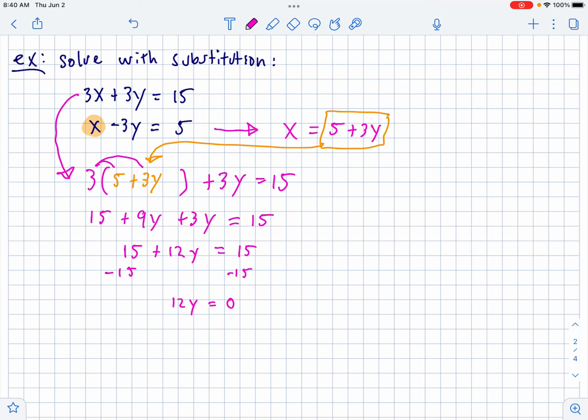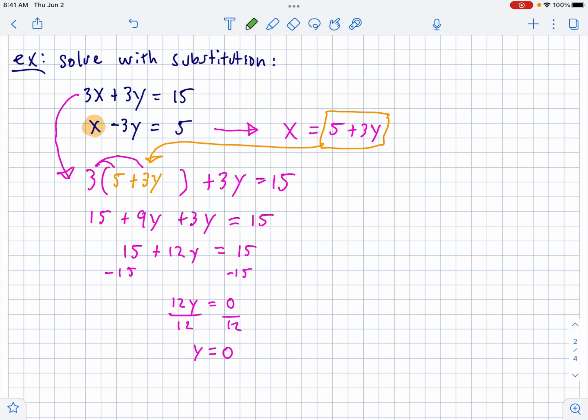Now, some people might hit this spot and be like, oh no, I did something wrong. Can I divide 0 by 12? It's totally fine to have 0 as an answer. 0 is still a number. You can divide both sides by 12 right now, and you get y is equal to 0. So that's part of our answer.